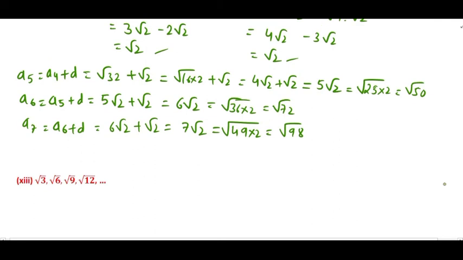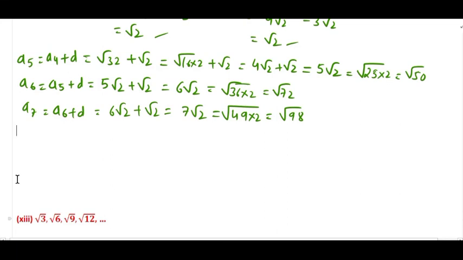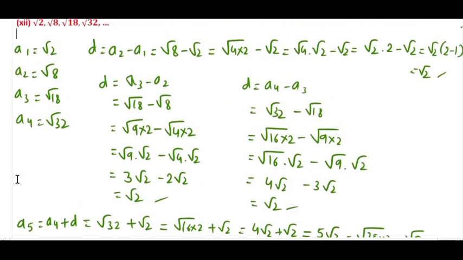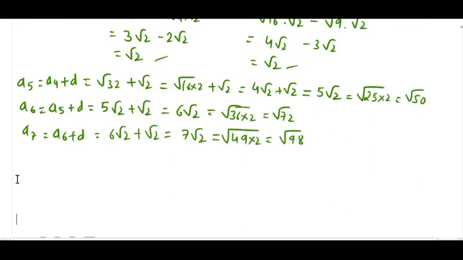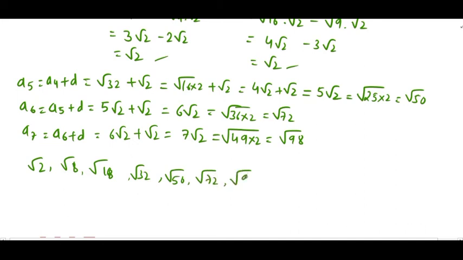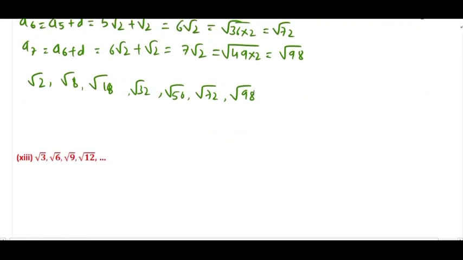Therefore, the first 7 terms of an arithmetic progression are, what are those? Root 2, root 8, root 18, root 32, root 50, root 72, root 98. These are the next 3 terms, or the total first 7 terms of an arithmetic progression. Let's move to the next question now.